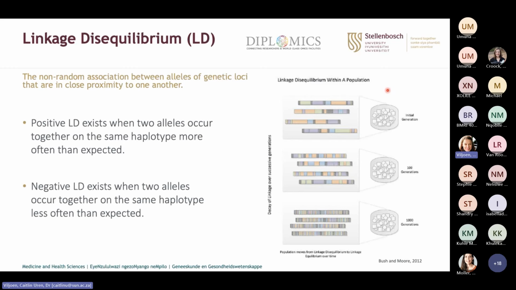Okay, let's speak a bit about linkage disequilibrium. We are hopping around a bit in terms of topics, but we're trying to cover everything that we are going to be talking about in the lectures. So if there's no flow to the slides, I apologize, but we're just aiming to cover everything. So linkage disequilibrium is the non-random association between alleles of genetic loci that are in close proximity to one another.